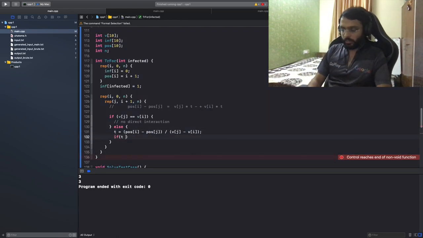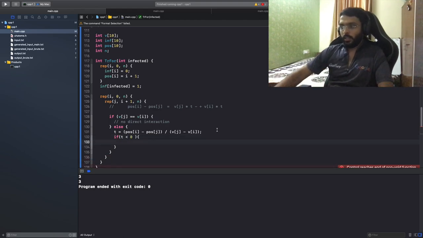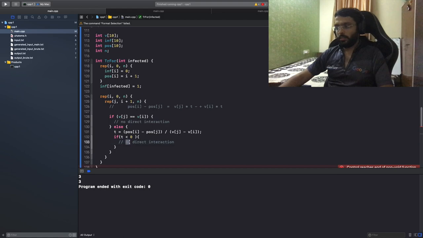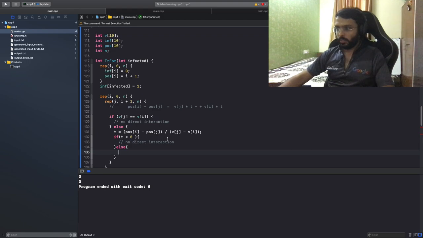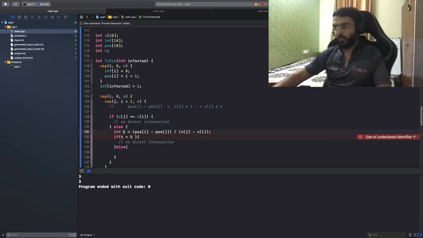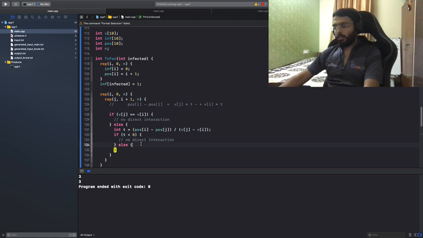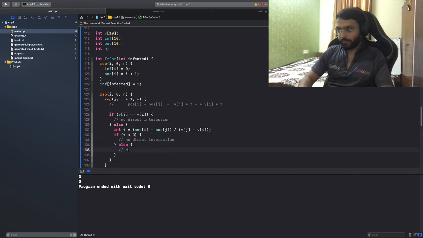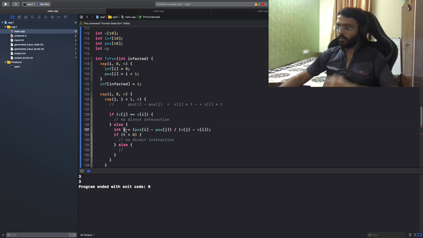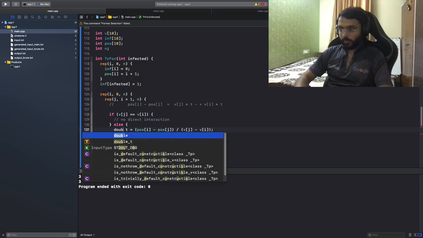So if t is less than 0, again no direct interaction. This would happen when the velocity is already high enough for another person; if we go back in time, they might have interacted with each other, but not in the future. Otherwise, direct interaction, so I store this particular value. In fact, it's not necessary that this t is an integer. Let me make it double.